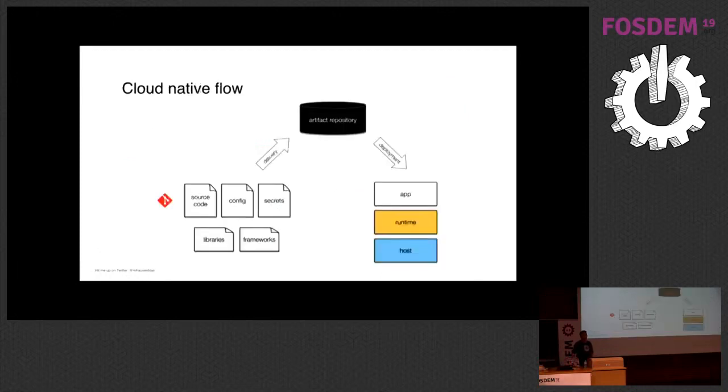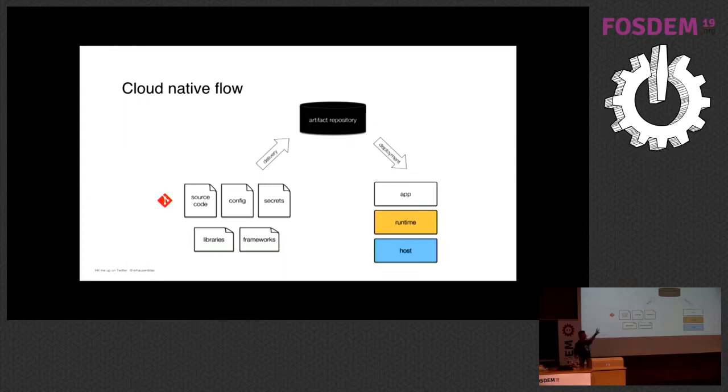So how does the overall development and deployment flow look like in cloud native land? Well, we have a couple of things here: source code, configuration and our secrets, API keys, database passwords, or whatever. And then we have dependencies, libraries, frameworks, whatever we build up, the JavaScript framework of the day.